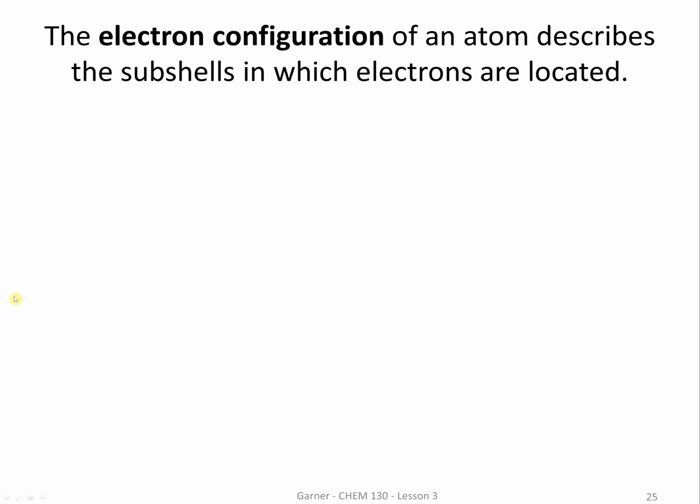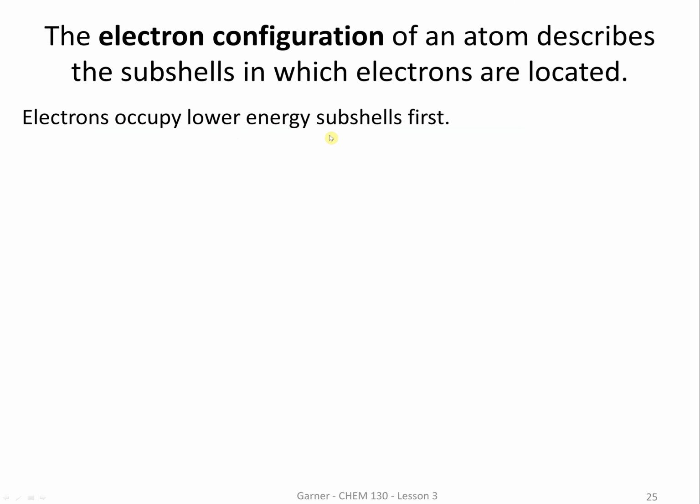All right, so on this slide, we're going to take a look at how to write out the electron configuration of an atom. The electron configuration of an atom describes the subshells that are occupied with electrons. So they tell you where the electrons in an atom are located in terms of the subshells in which they reside. Generally speaking, electrons are going to occupy lower energy subshells first.